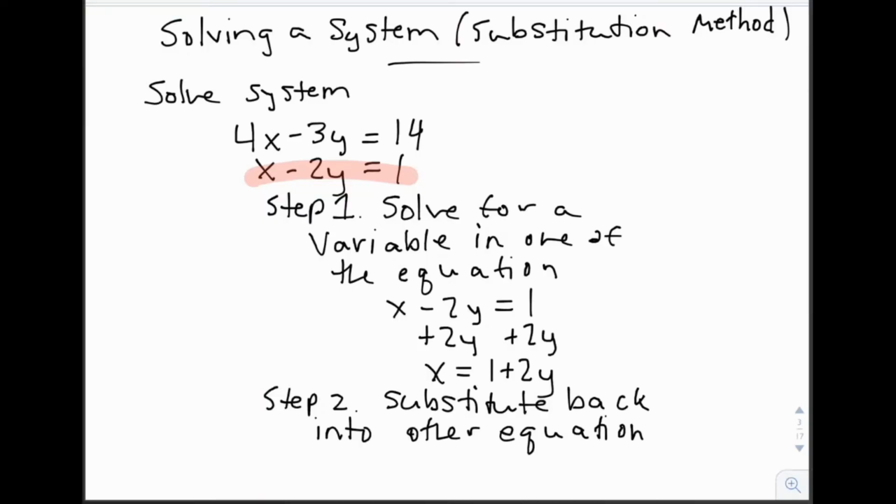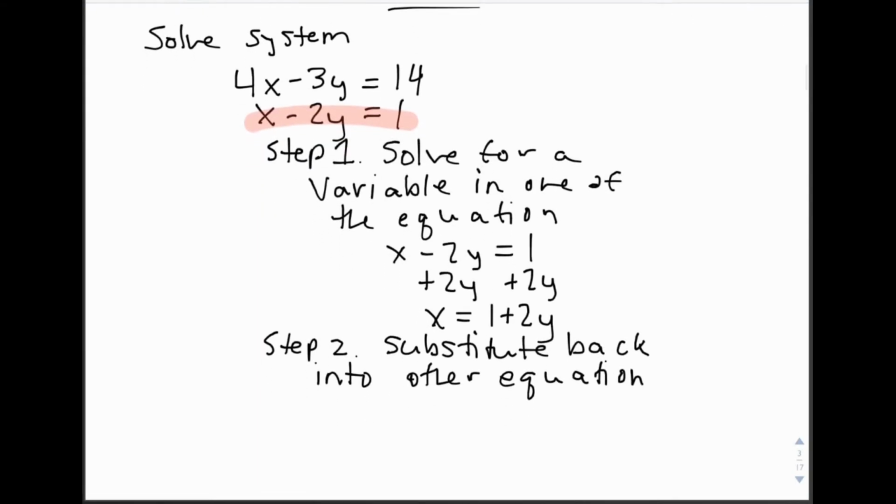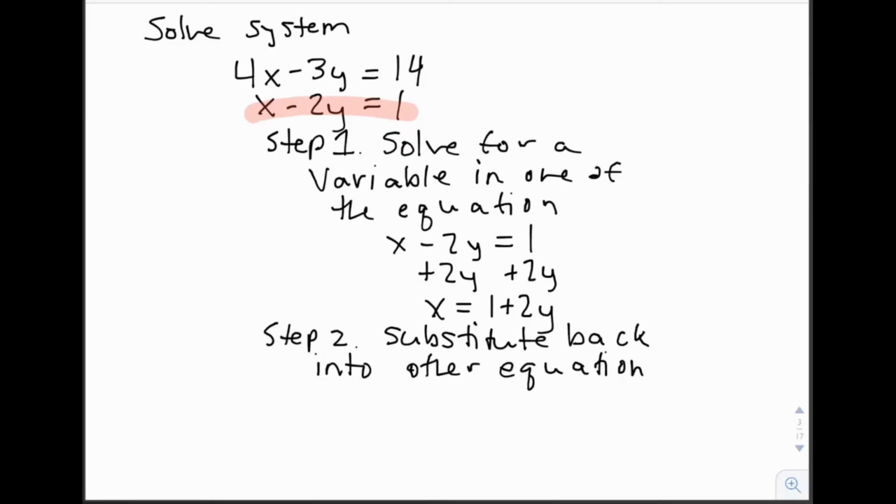Okay, so let's go ahead and do this. So we're going to go ahead and take x is equal to 1 plus 2y and put it back into the other equation, which is 4x minus 3y equal to 14. So that will give us a 4, and we said x is now equal to this 1 plus 2y. So x is going to be equal to 1 plus 2y. And then finally minus 3y, and that's going to be equal to a positive 14.